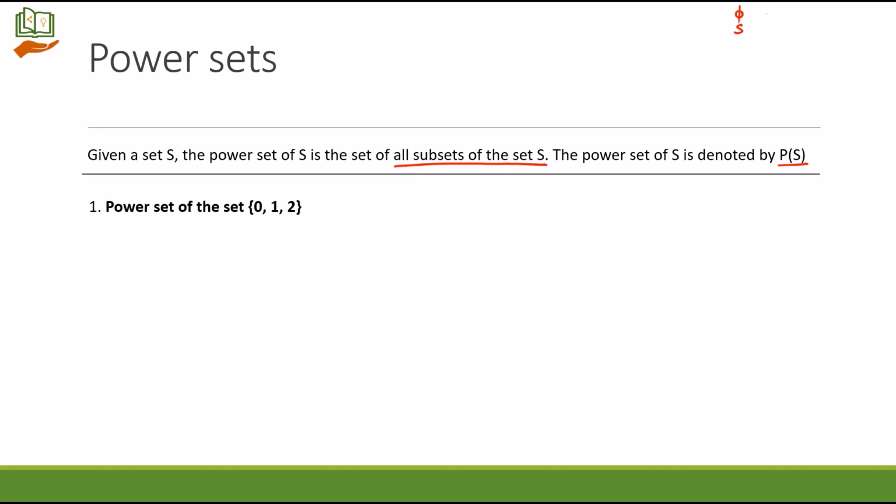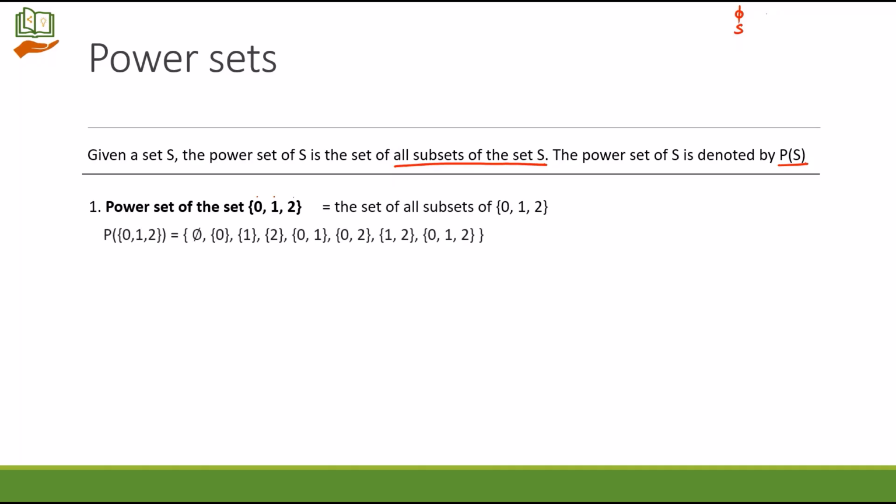How do you find the power set of the set? What are the individual elements here? 0, 1, 2. So the set of all subsets of {0, 1, 2} has to be included. {0} is a subset to {0, 1, 2}. Is it right? Yes. {1} is a subset to {0, 1, 2}. Is it right? Yes. We have to take the set of all subsets.